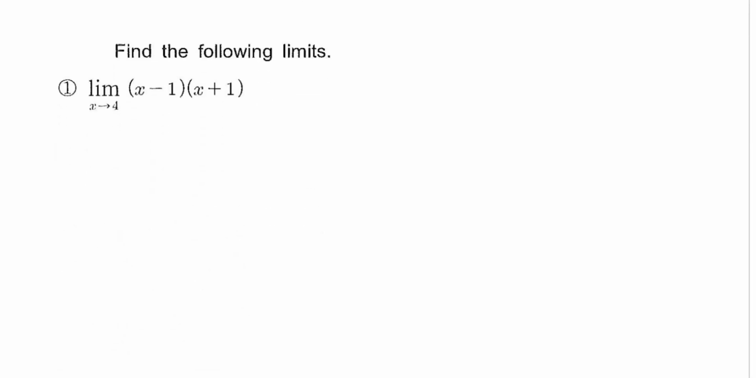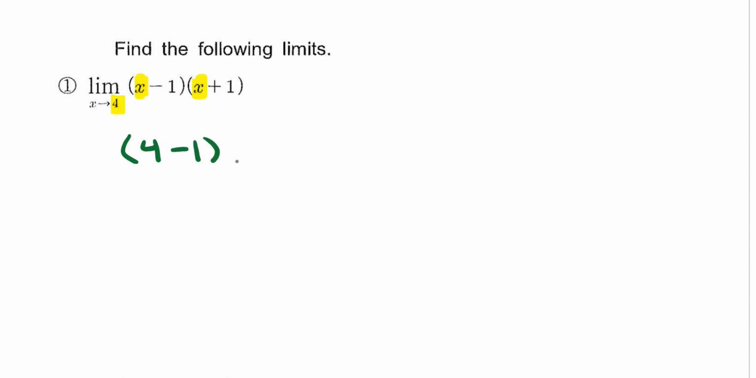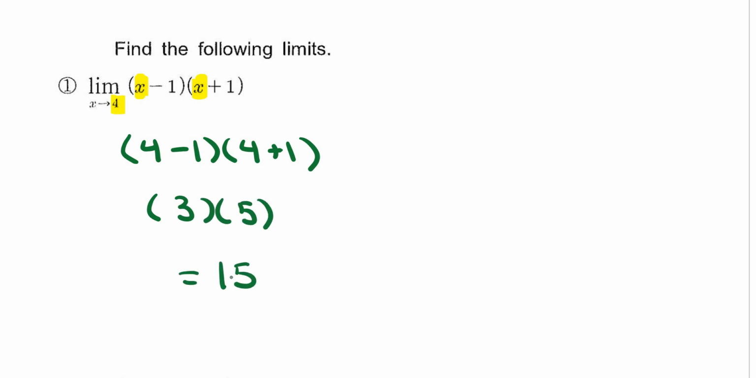Okay, I think we're going to finish off this homework video guide with a few direct substitution questions here. So for the next few homework questions, we don't need to apply the limit properties. We can go right into a direct substitution here. So anytime we see an x, that gets replaced with 4. So this will be 4 minus 1 times 4 plus 1. So that'll be 3 times 5, and 3 times 5 is going to be 15. So 15 is the answer for the first limit there.